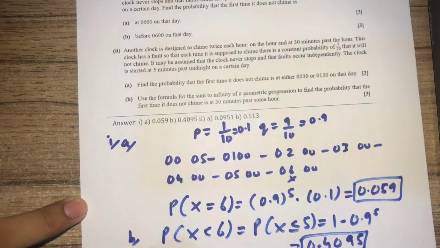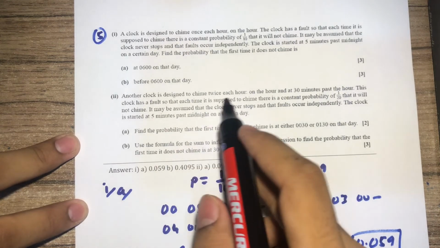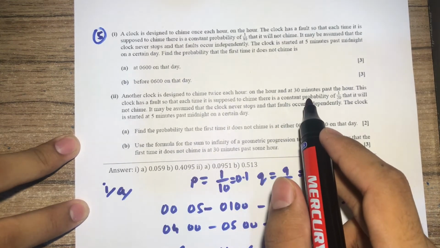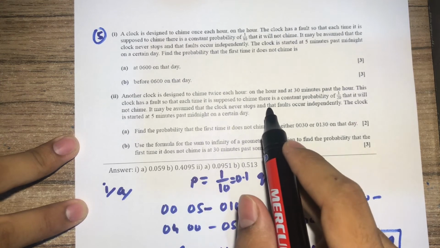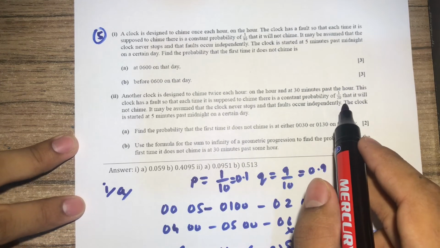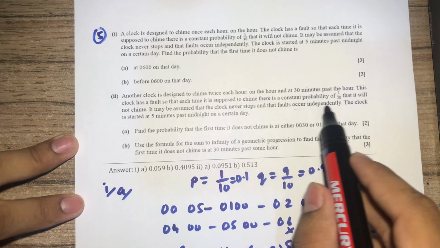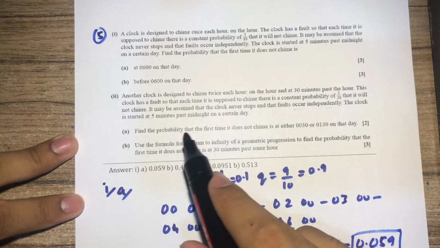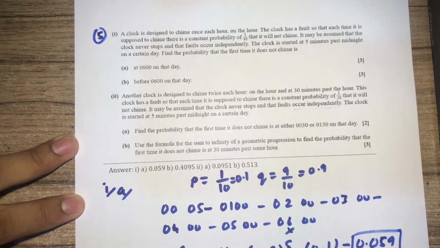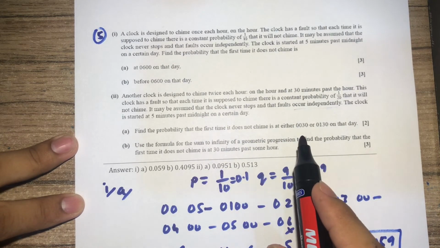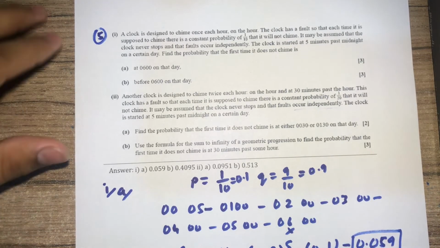Now part 2. They're saying another clock is designed to chime twice each hour, on the hour and at 30 minutes past the hour. This clock has a fault so that each time it is supposed to chime, there is a constant probability of 1/20 that it will not chime. It may be assumed that the clock never stops and the faults occur independently. The clock is started at 5 minutes past midnight on a certain day. Find the probability that the first time it does not chime is at either 0030 or 0130 on that day.